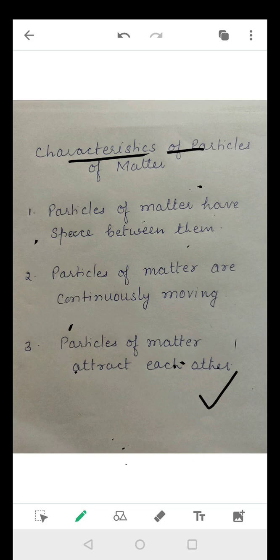Right, students? So we have talked about what is matter. Second, we have talked about what the characteristics of matter are. Clear? I hope you understood this topic.